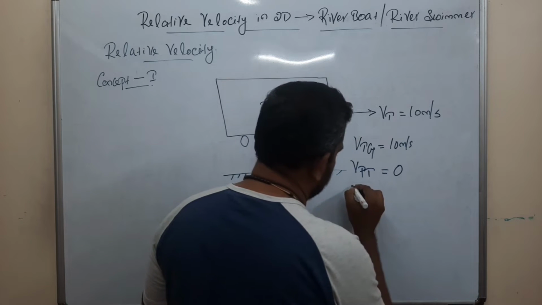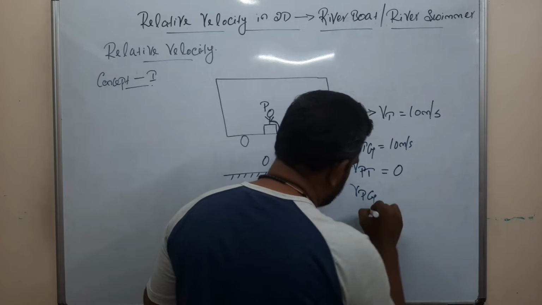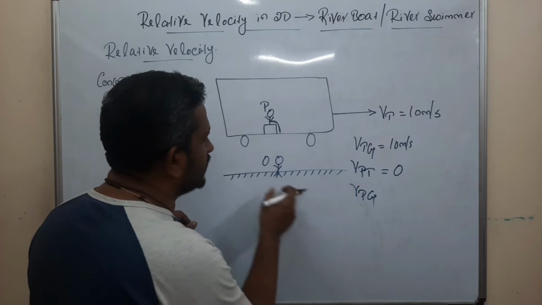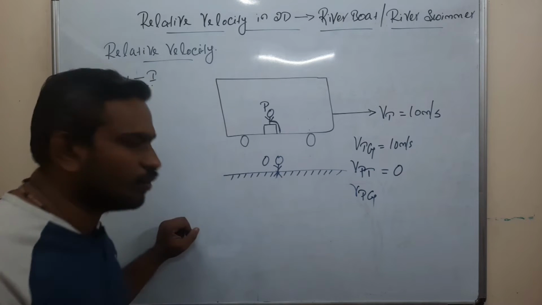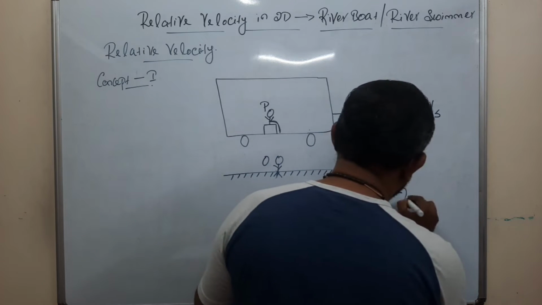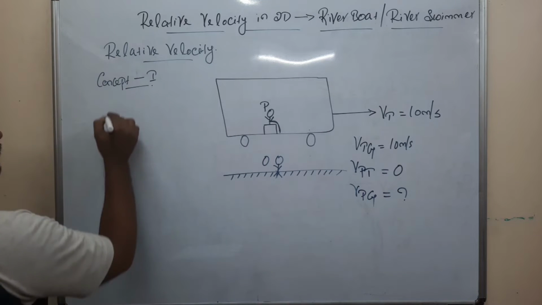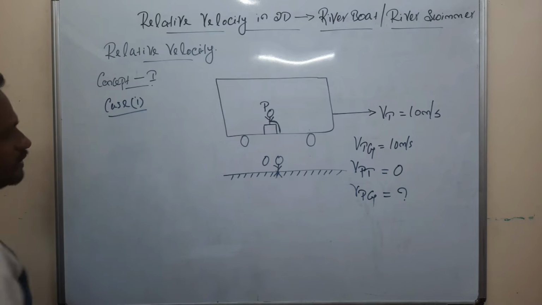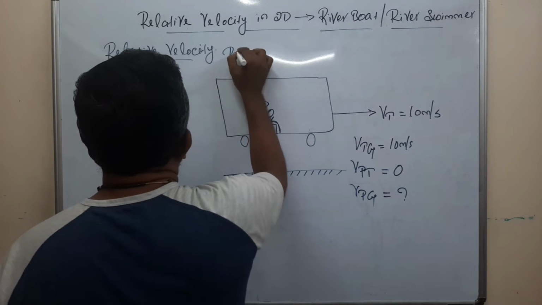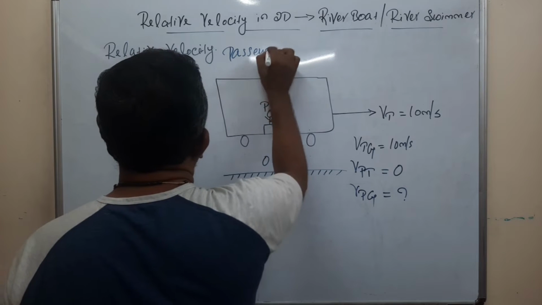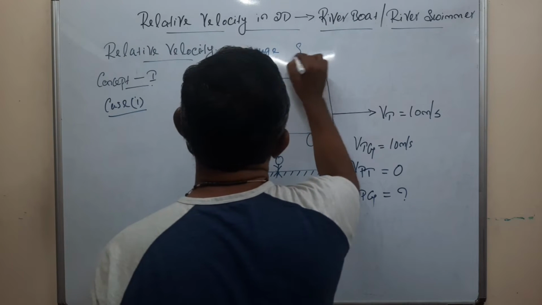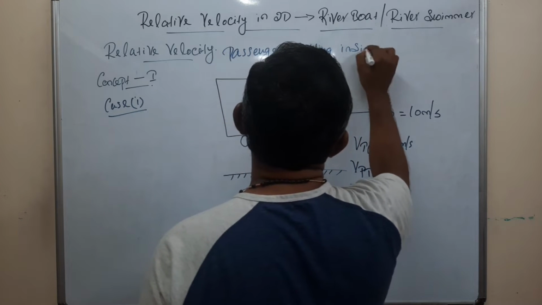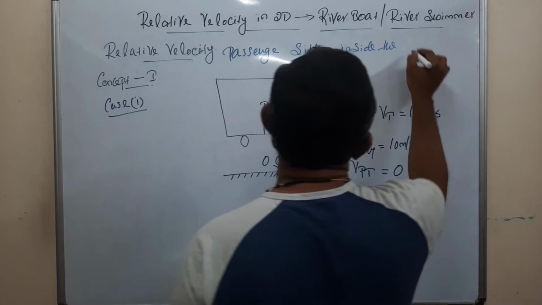So we have to find the velocity of the passenger with respect to the ground. What is the velocity of the passenger as seen by the man or observer on the ground? We have to find that. Okay, so this is case 1 in concept 1, that is, the passenger sitting inside the train.